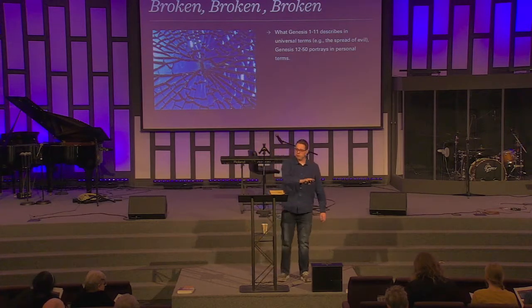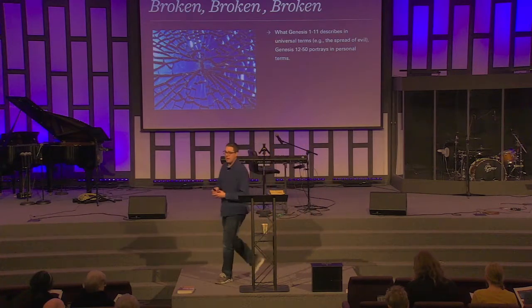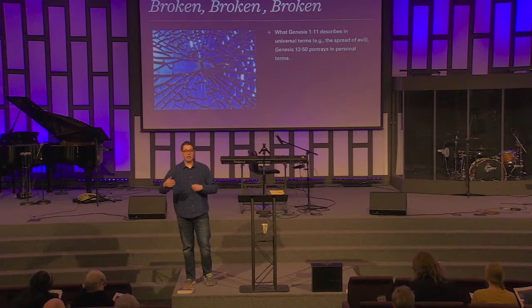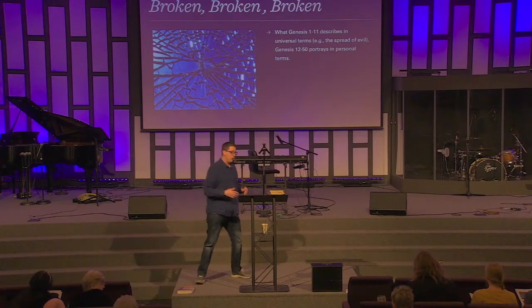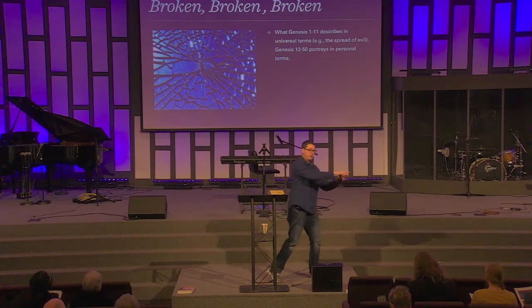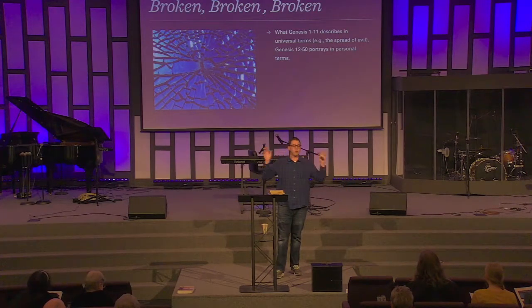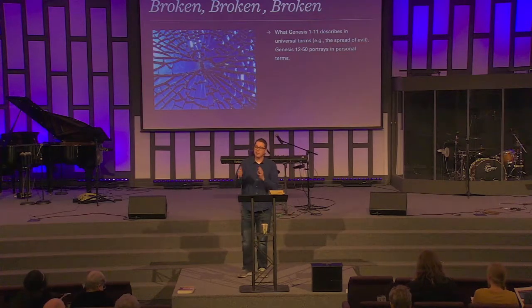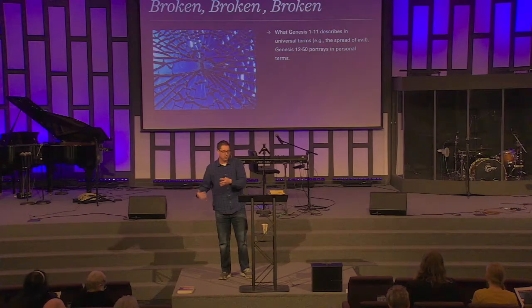But what you don't see in Genesis 1 through 11 is how that personally impacts families, or how that impacts the decision-making of individuals. You don't see the level of brokenness from an individual perspective; you see it on a universal perspective. Everyone's very evil, Genesis 1 through 11. Genesis 12 through 50, let's look at how this evil impacts the way people live in the real world.